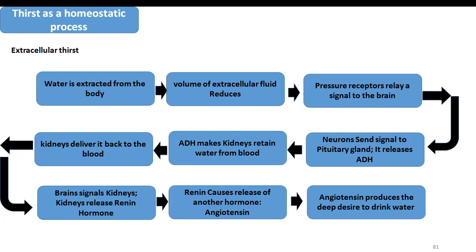So as it suggests, extracellular thirst, if you look at the process steps as indicated by the arrows, we start with water being extracted from the body. As a first step, water is extracted from the body by what? By the kidneys. And how is the extraction of water happening from the body? By the kidneys. How do they perform?